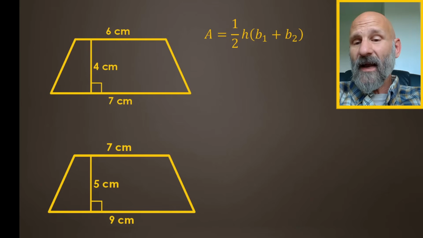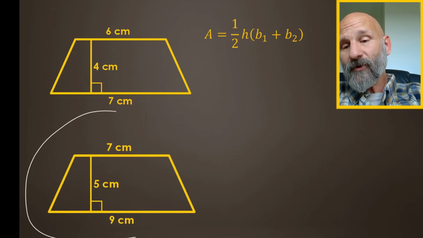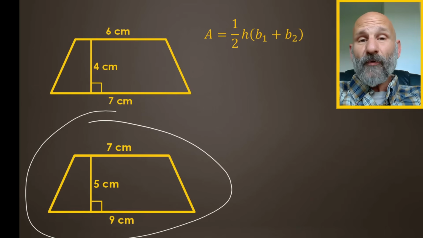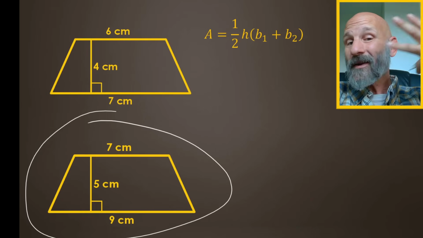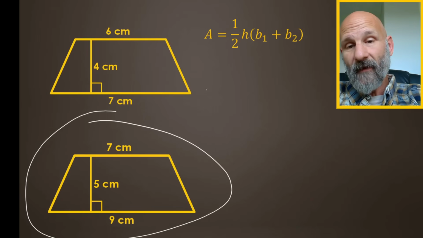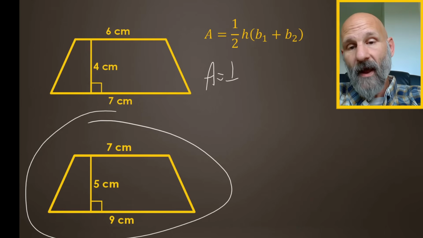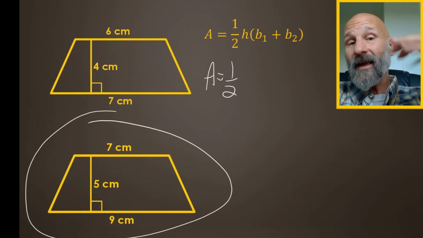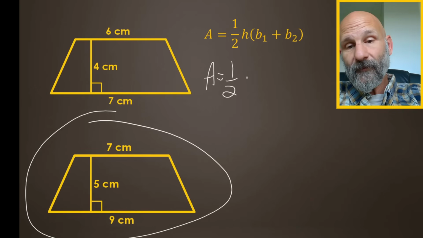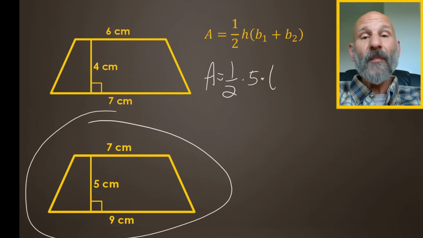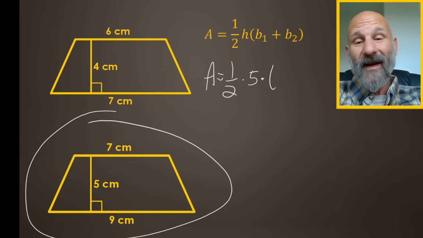So here we go, looking at the bottom trapezoid. We'll work that one there, and we're just replacing the h, the b1, and the b2 with the numbers that go with them. Okay, so we have area equals 1/2 times the height. Again, from the bottom to the top, that's your height. So that's going to be a 5. So we got times 5 times the sum of the bases. Add up the bases. That's a 7 and a 9.